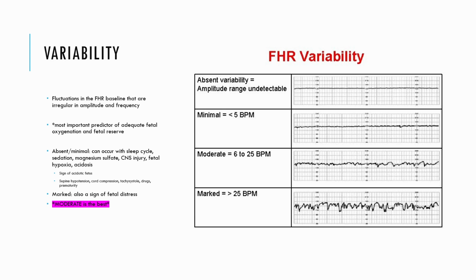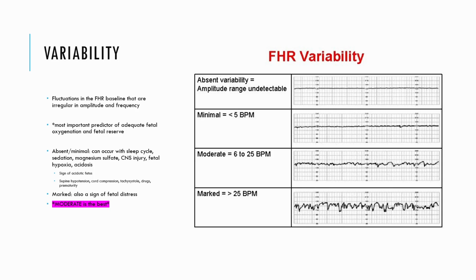Okay, so we have 4 different types of variability. Absent variability is where there's no change from one fetal heart rate to the next. So it's like a straight line, okay? This means this is not a good sign, okay? So you have absent. Minimal variability is where the beat-to-beat change is less than 5 beats per minute of a difference.